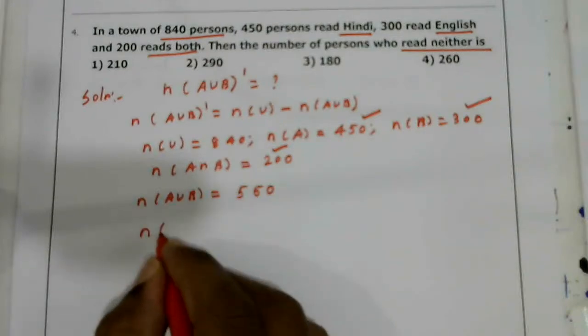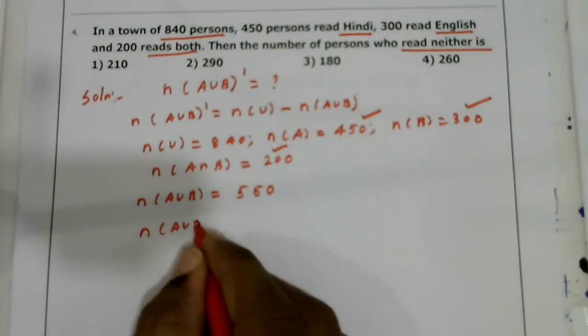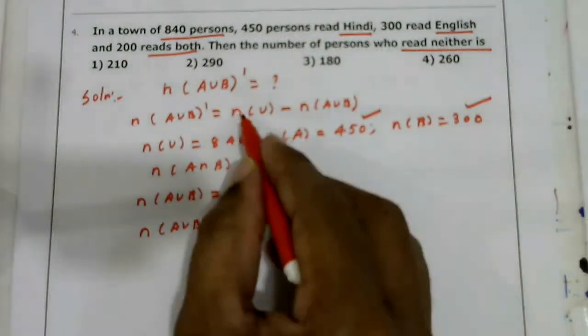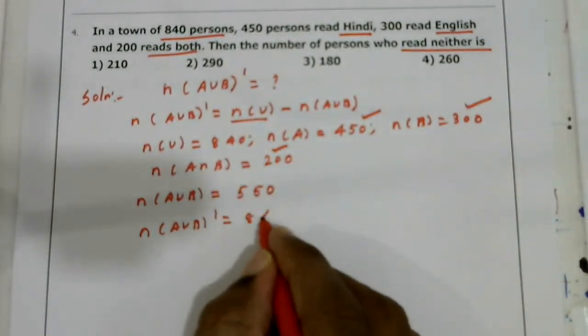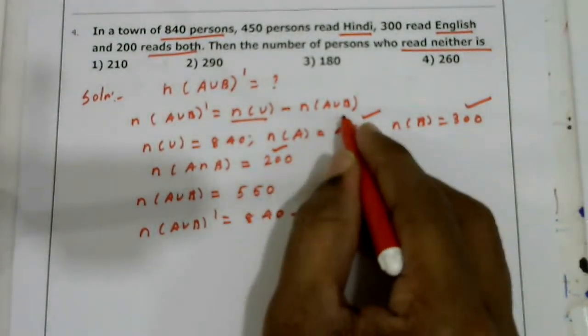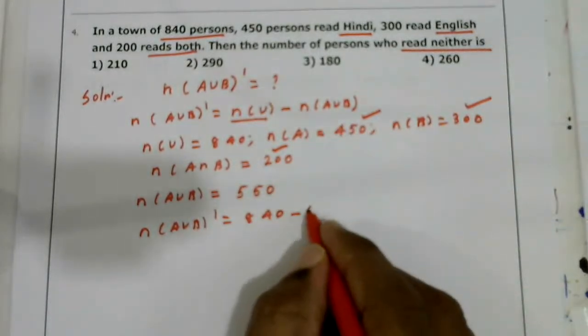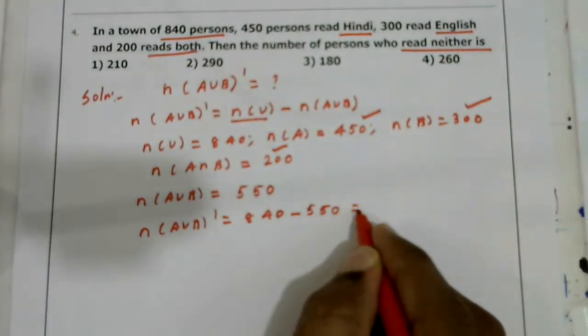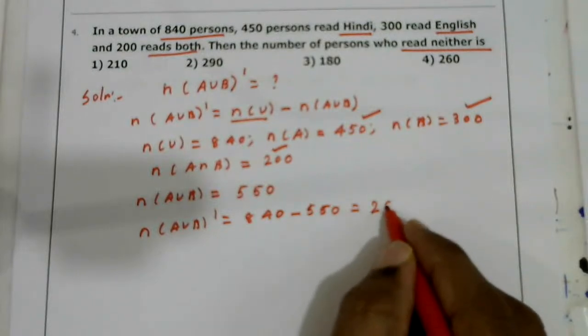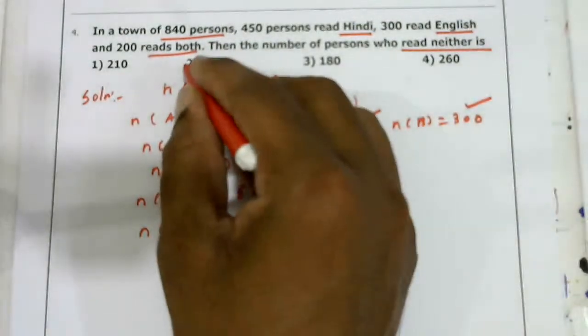550 it is, right? And n of (A ∪ B)' is n of U minus n of A union B. What is n of U? 840. n of U minus n of A union B, which we got as 550, right? So 840 minus 550 is what? 290, we can tell. That is your second option.